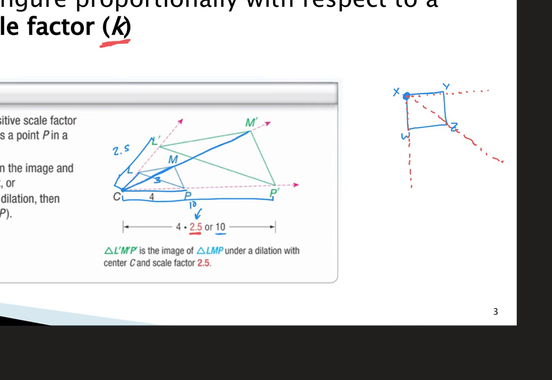Okay, I think I said square earlier, but let's make this a rectangle. Let's say this is 3. Oops. Let's say this is 3, and let's make this 5. And then let's say that K is 2.